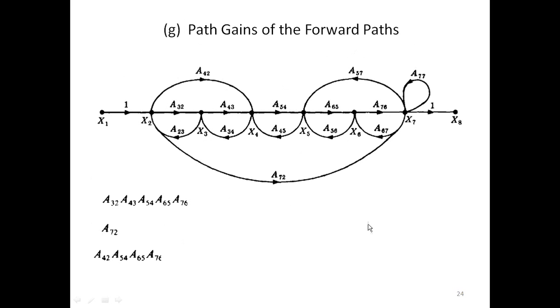This is what path gains. So there are three paths, so three different path gains we get. First is A32 A43 A54 A65 A76. Then second is A72, and third is A42 A54 A65 A76.